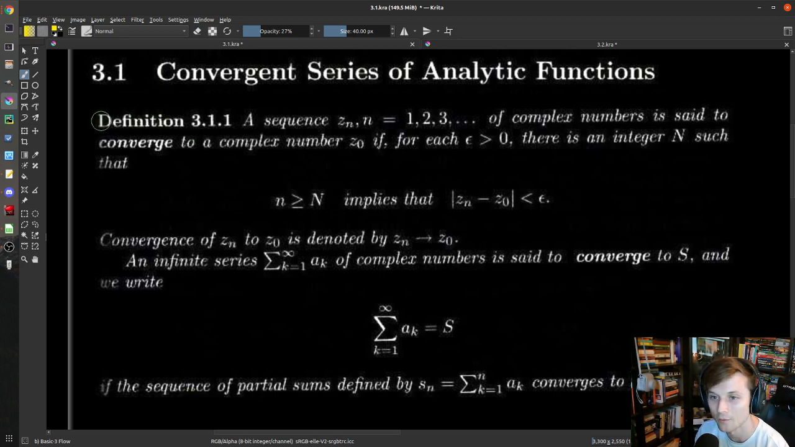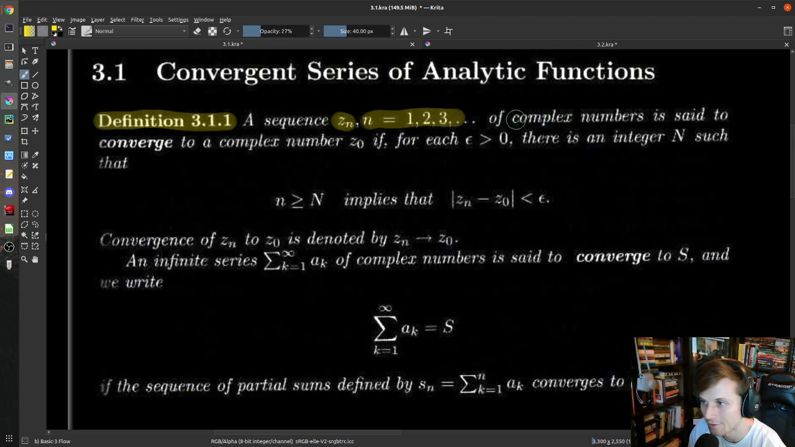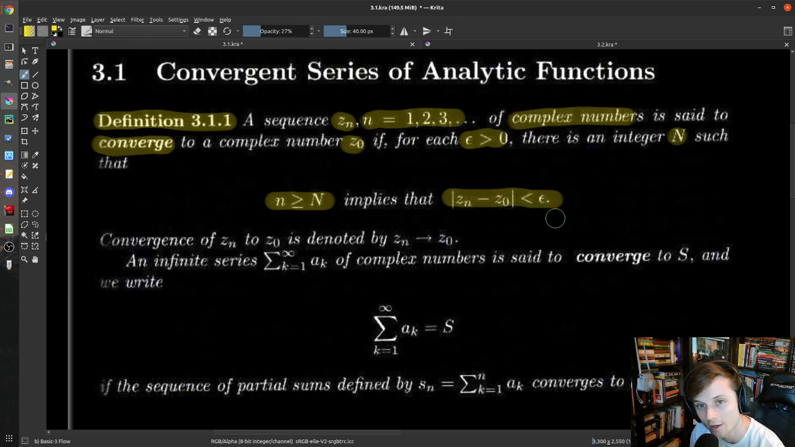So to begin, we're going to do a quick definition. A sequence z_n for n equals 1, 2, 3, on and on, a sequence of complex numbers indexed by the positive integers, the naturals, depending on whether you want to include 0 in there, is said to converge, so get close to, some complex number, let's call it z_0, if for each epsilon greater than 0, there is some integer, capital N, such that for all little n bigger than or equal to capital N, we have |z_n minus z_0| less than epsilon in modulus.